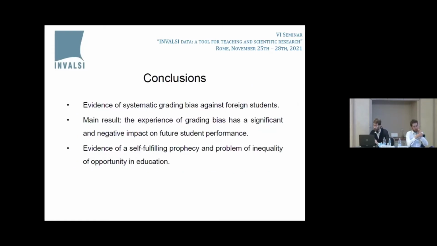So I think that now I can conclude. In this research, I'm trying to provide evidence of systematic grading bias against foreign students, but this is not new in the literature. There is a large body of evidence on that. What is kind of new is to show that there is really an impact of the experience of grading bias. The experience of grading bias is associated negatively with future student performance. And this provides evidence of the so-called self-fulfilling prophecy.